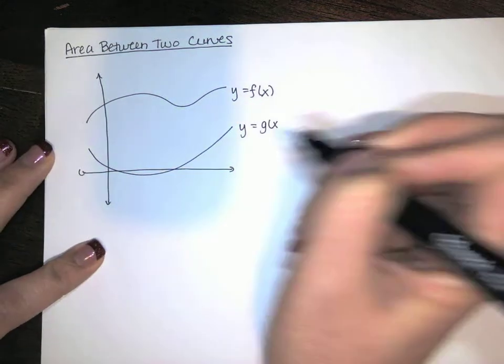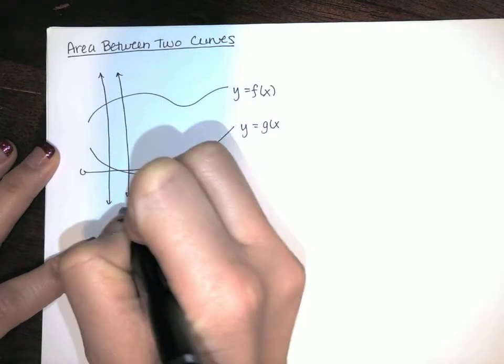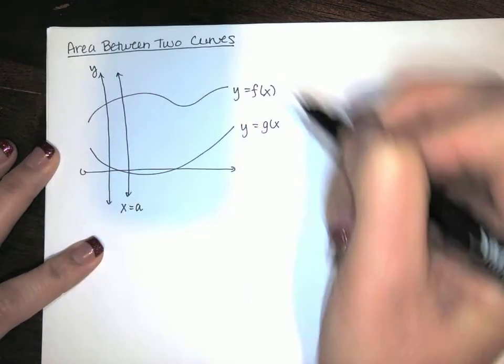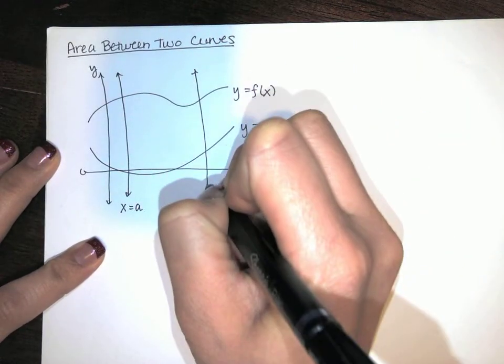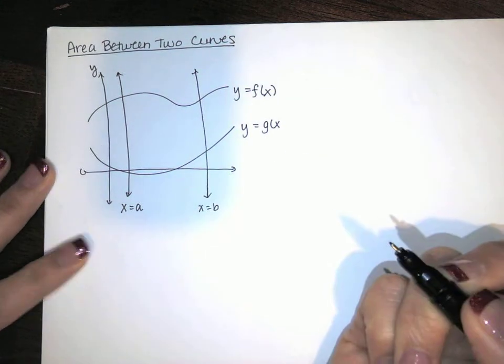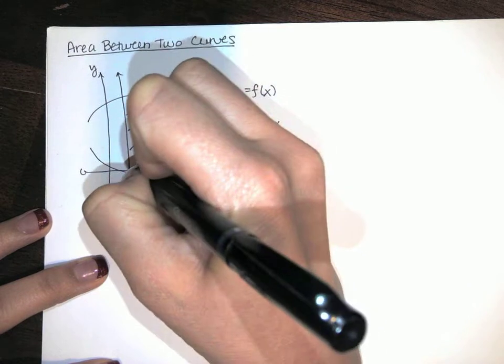And you want the area between these two curves for x between some value, I'm going to call it x equals a. That's my y-axis over there. And x between a and some other value b. So what I'm really looking for is this area right here.